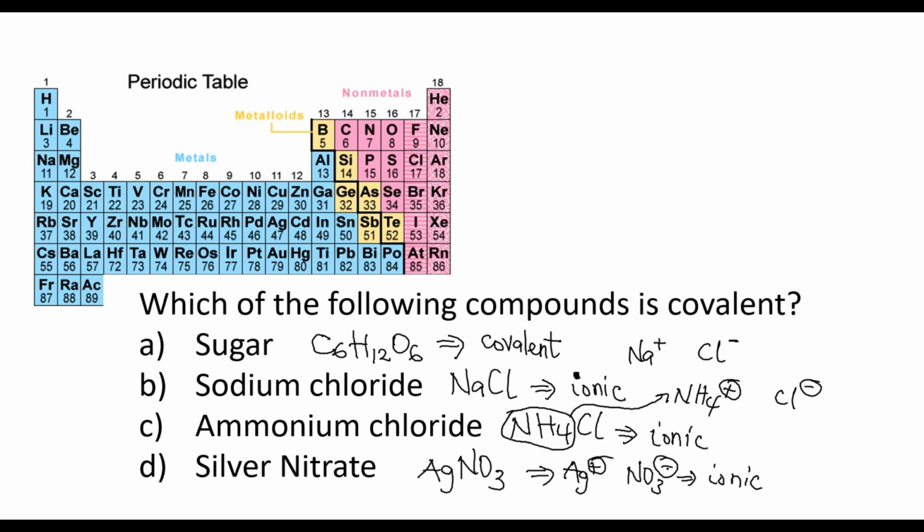So everything, this is ionic, this is ionic, this is ionic. Only this is covalent from the start. So yeah, definitely our answer is going to be A. So the correct answer is sugar. Sugar is the covalent substance in this case.